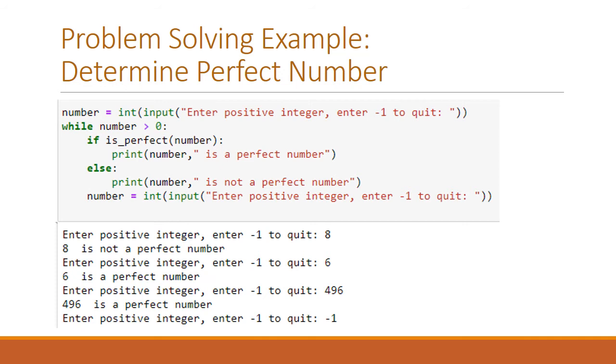A sample run of this program shows our code prompting the user to enter a positive integer, enter -1 to quit. We enter an 8. Then the code prints out 8 is not a perfect number. And we're prompted to enter another value. We enter 6. The system prints 6 is a perfect number. We're prompted to enter another number. We enter 496. The system prints 496 is a perfect number. It prompts us to enter another number. We enter -1. -1 is not a positive integer, and that terminates our while loop.